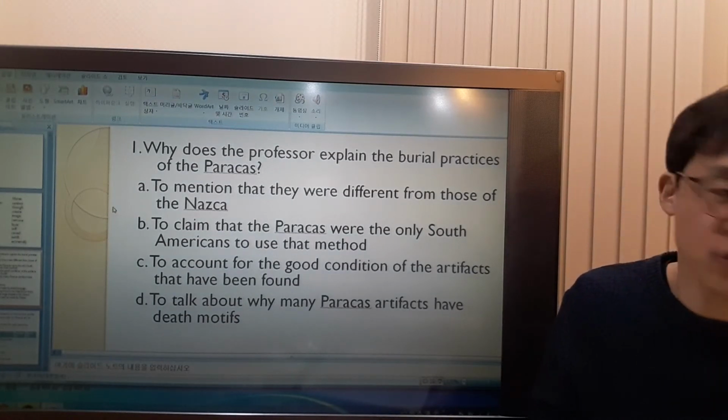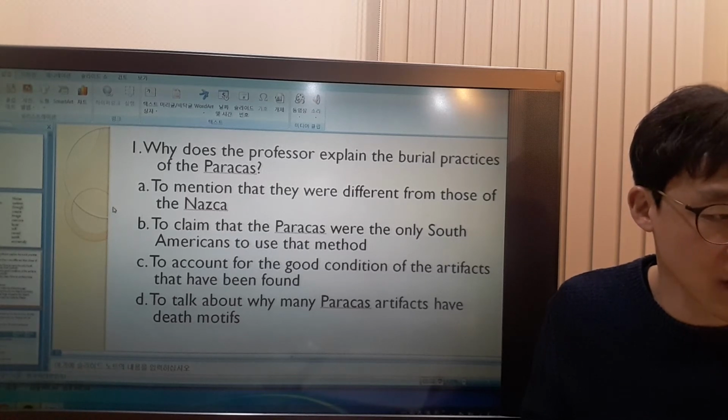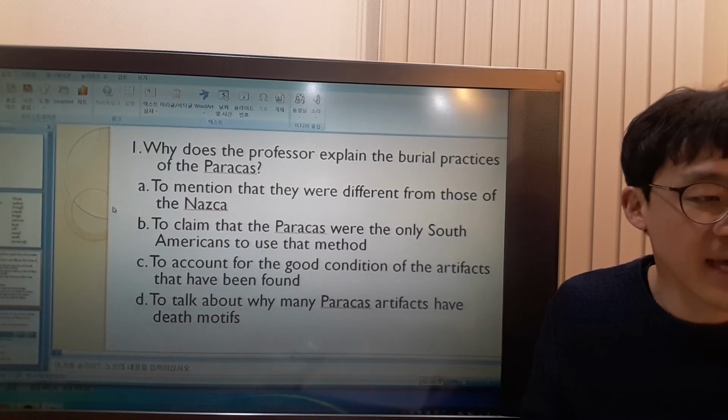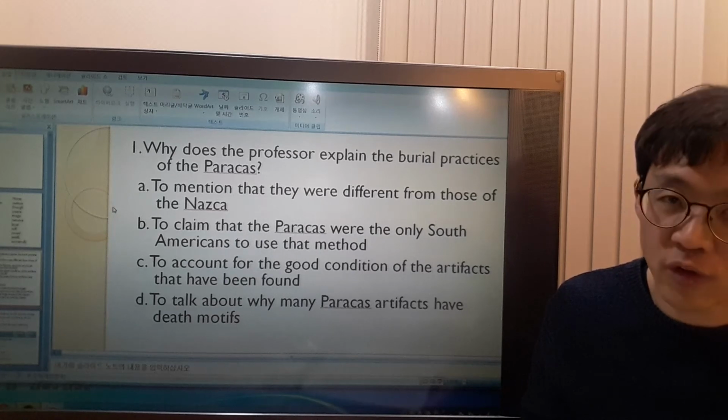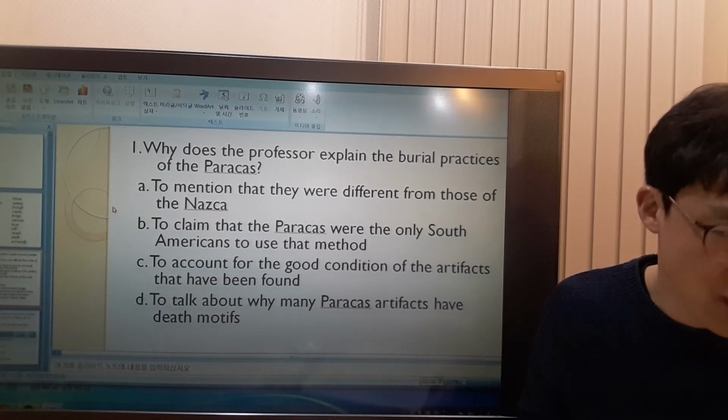To account for. What does that mean? Account for means to provide explanation for. You understand? The good condition of the artifacts that have been found. So C is the answer. Let's look at other options.